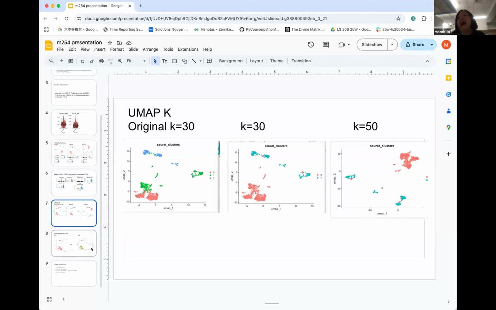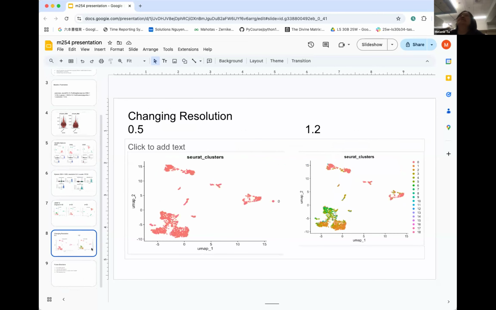I did play around with the resolution. I found that the bigger the resolution, the more clusters I got, and the smaller the resolution, the fewer clusters I got. So I just stuck with the 0.8 parameter.